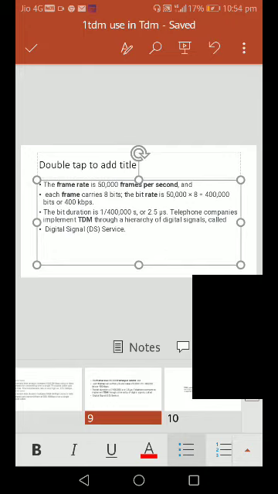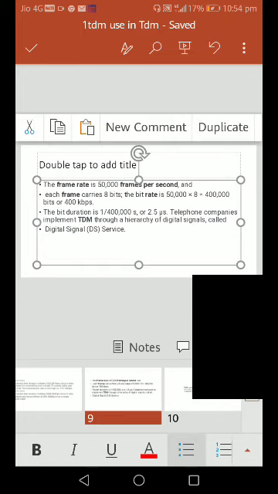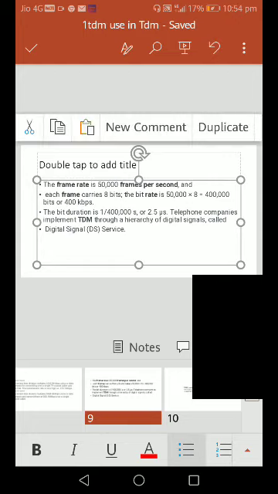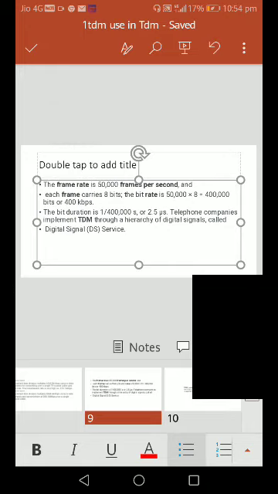Bit duration is equal to 1 by 400 kilobits per second. It is easy to calculate from this bit rate. The time duration is 1 by 400 kbps, which works out to 2.5 microseconds. The time taken is 2.5 microseconds.